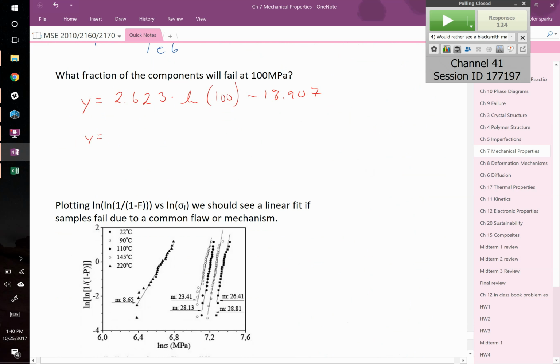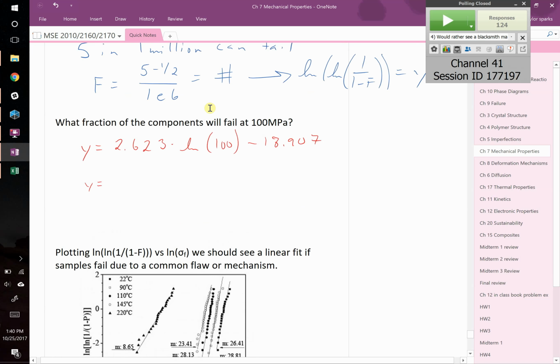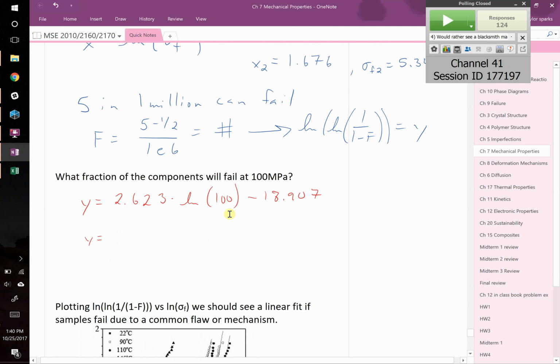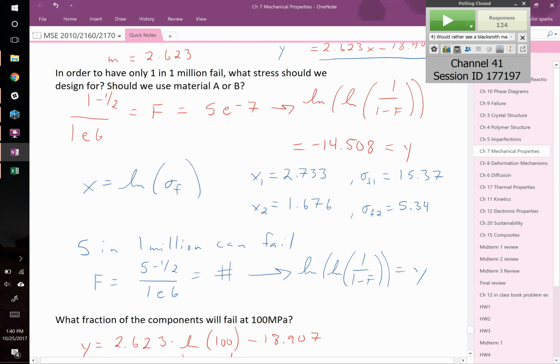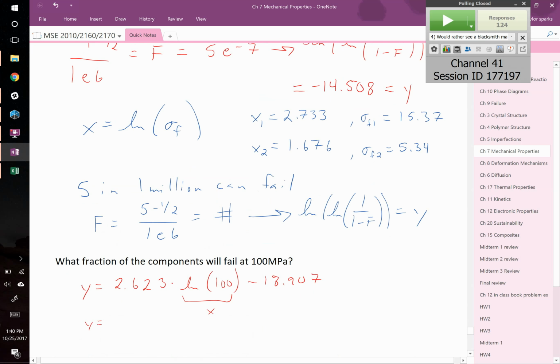Wait, I thought you said that natural log of the stress is x. Yep. So why does it equal y? Natural log of stress is right here. This is x. This whole thing right here, that's x. And in your equation up here, you have the x. Oh, that's the x equation. Yep. No, you're good.